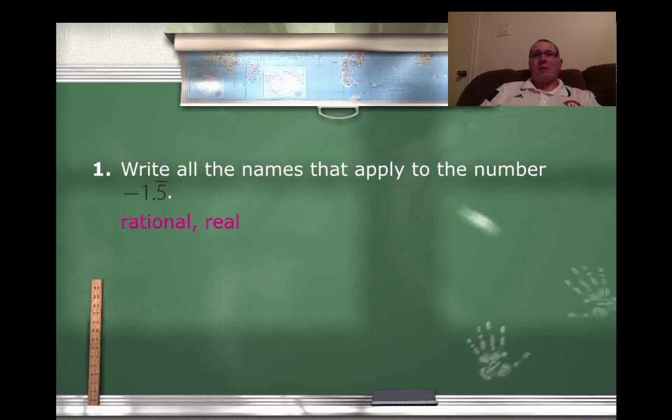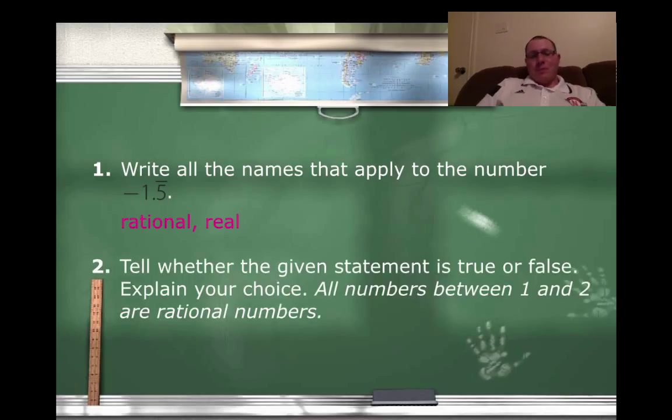All numbers that we're talking about right now are real numbers, so you're going to have to put real into the system. The only numbers that aren't real are imaginary, and imaginary you don't talk about until you get to college. Okay, let's look at number 2. Tell whether the given statement is true or false. Explain your choice. All numbers between 1 and 2 are rational numbers.